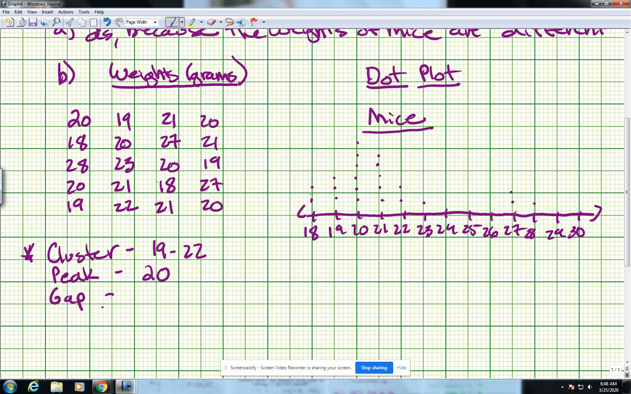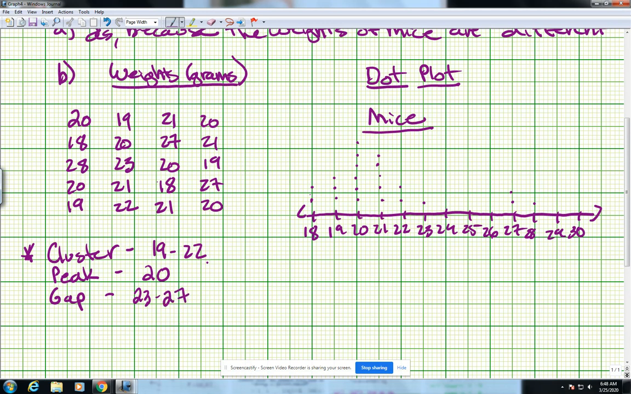And then if we're looking at gaps, we're looking for spaces that have no dots, with dots on the left of it and dots on the right of it. So you can see that all these dots are kind of connected together, and then it stops for a little bit, and then it starts again. So this little space here would be called our gap. So there's a gap between the 23 and the 27.